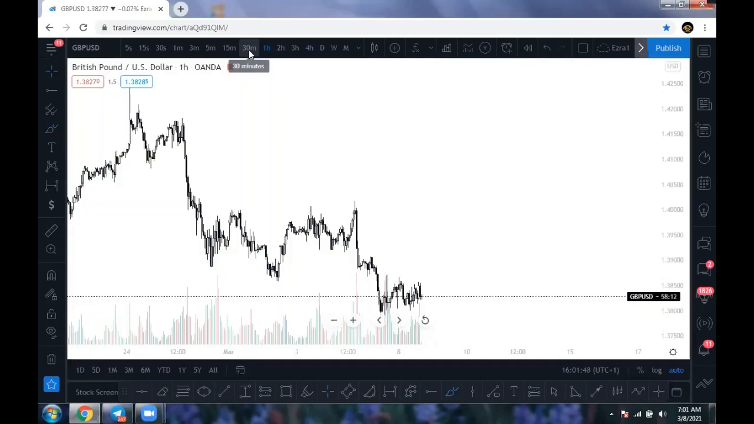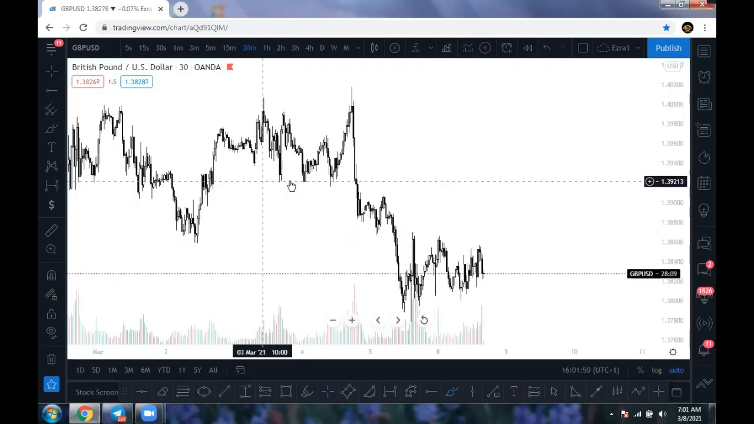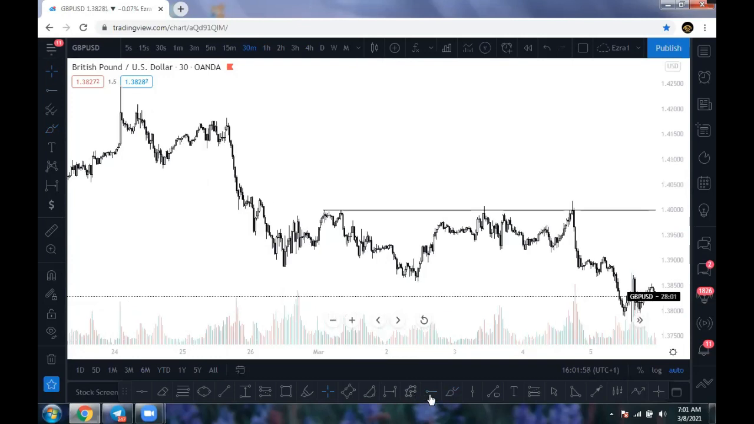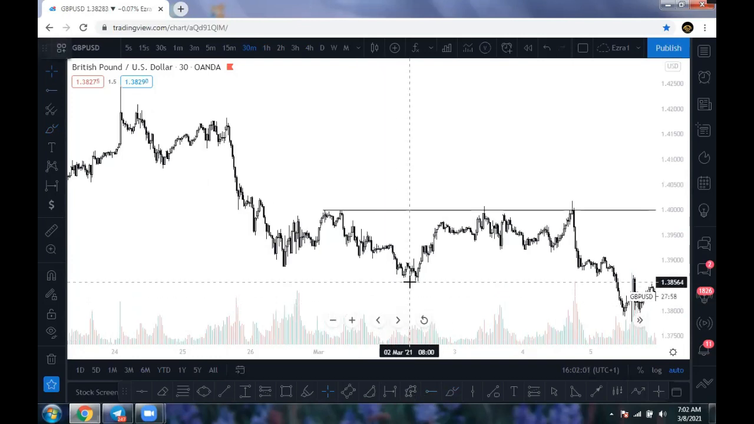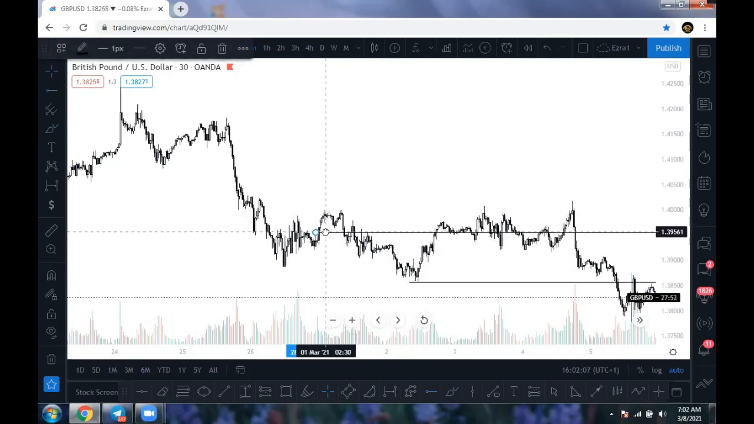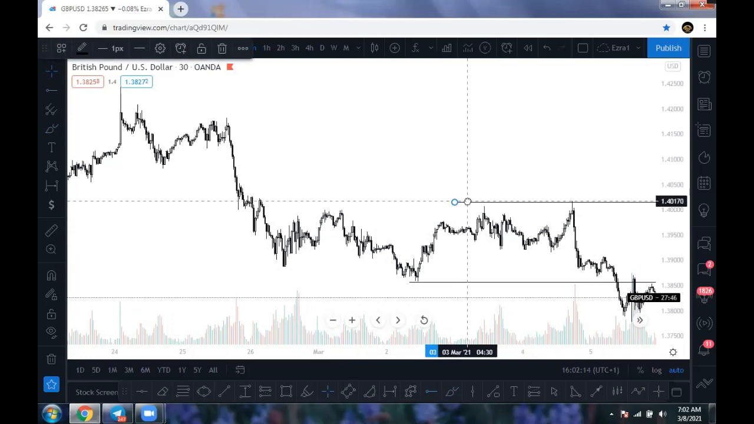So now, what you need to do is to be able to mark your daily opening, the daily high, the daily low, and your previous day low. We have what we call previous day low. We have the daily opening, the time the market opens, which is around this area for the previous day, which is Friday. And we have the high of that Friday, which is this high.